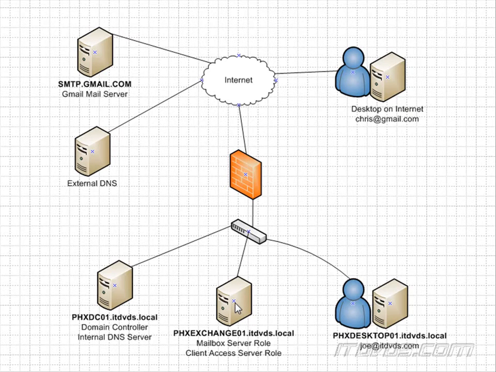So let's say I have a client here that's on our internal network, PHX Desktop 01, that's trying to contact PHX Exchange 01. Well, this computer is going to try to look up the domain name in the DNS server that it's configured for, and it is configured to look at PHX DC01 as its DNS server. Let's take a look at where that's configured.